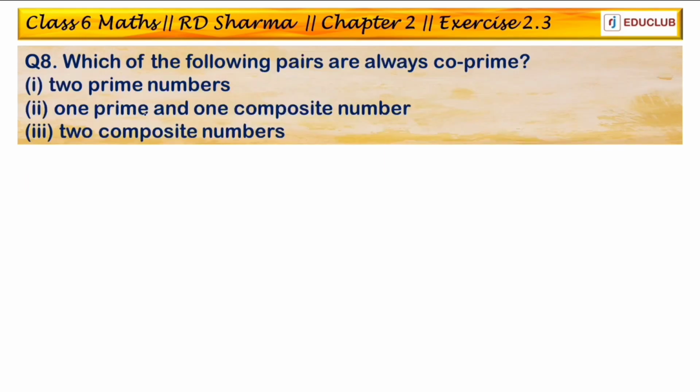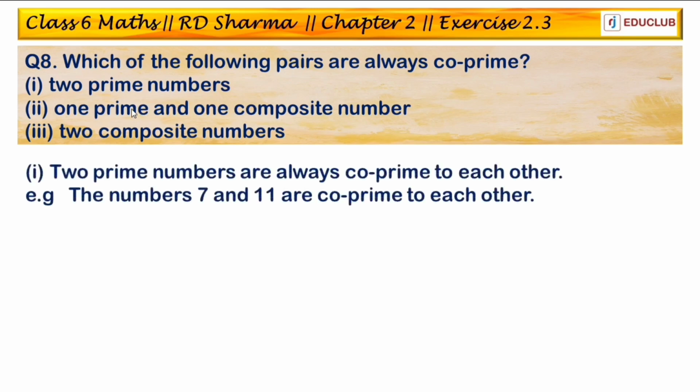Next is question number 8. Which of the following pairs are always co-prime? Look, first is two prime numbers. Two prime numbers are always co-prime.